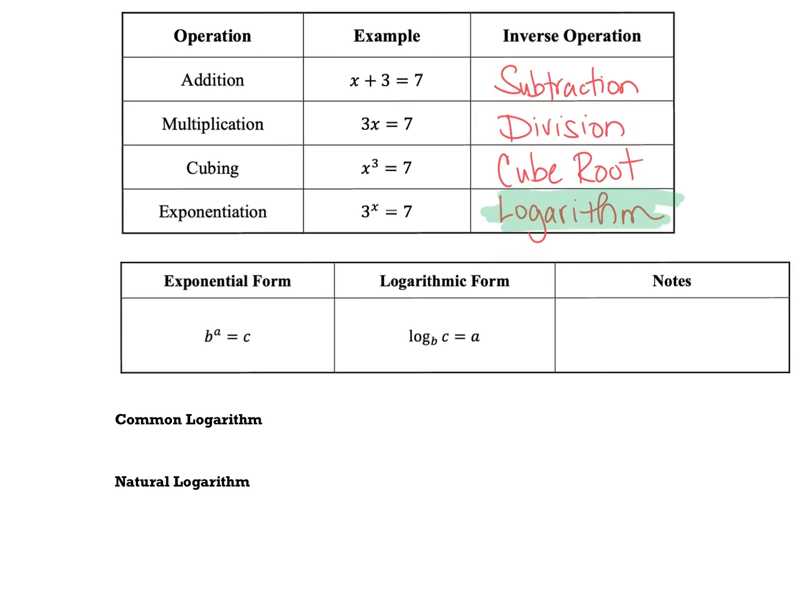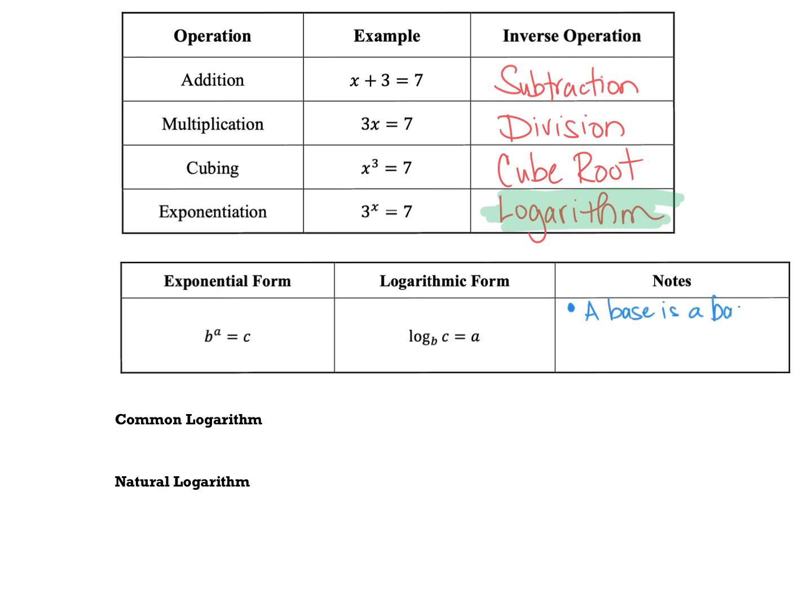So here is our exponential form. We have some base b to some power a. It equals some value c. In logarithmic form, that's log base b of c equals a. Here's what I need you to remember in terms of relating exponential expressions to logarithmic expressions. A base is a base. Okay?